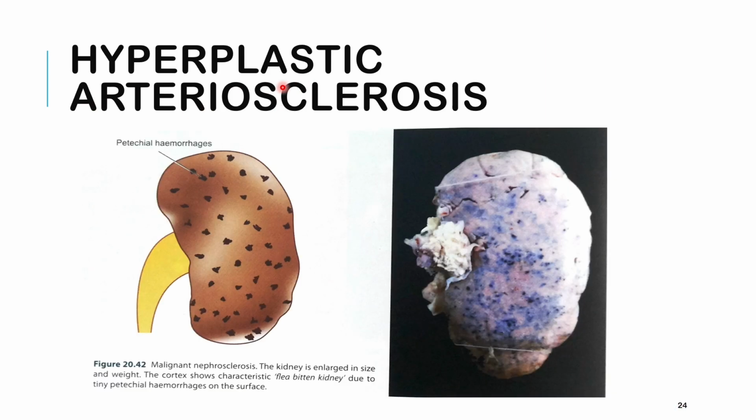And in a hyperplastic arteriosclerosis, you have a very high blood pressure, because of that vessel can be ruptured and you can have a petechial hemorrhage over the kidney, which is known by the name flea-bitten type of kidney. That's because of petechial hemorrhage on the cortex of kidney. This is also seen in post-streptococcal glomerulonephritis.